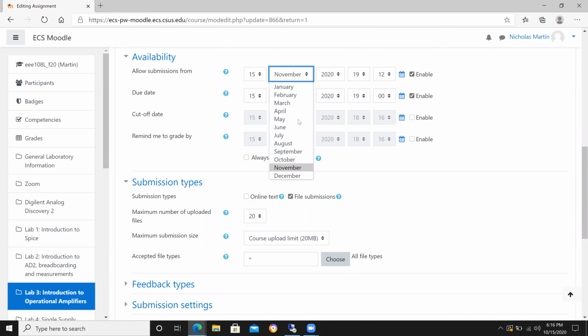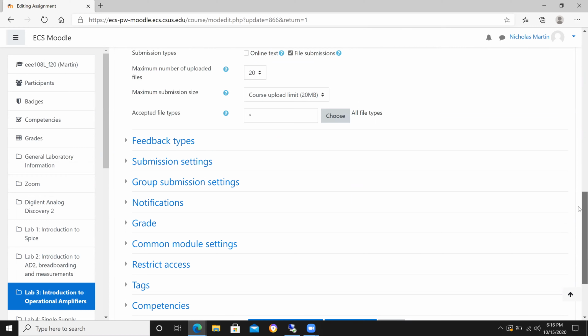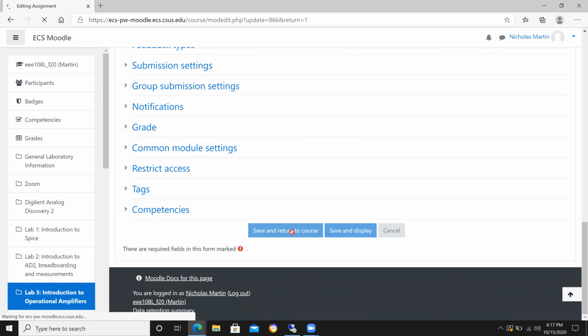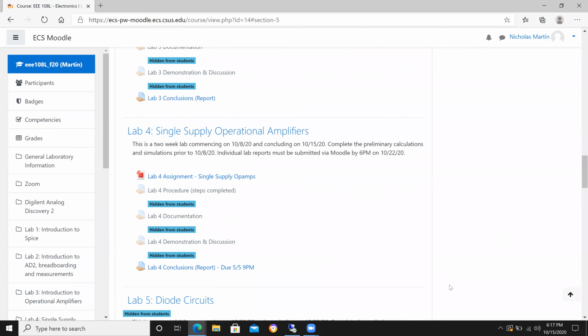We'll go 15 October 2020. Let's make this 1800. Good catch. Okay. Save and return to course. All right. See if that works for you now. It works now. Okay. Yeah, so they're not due tonight then.